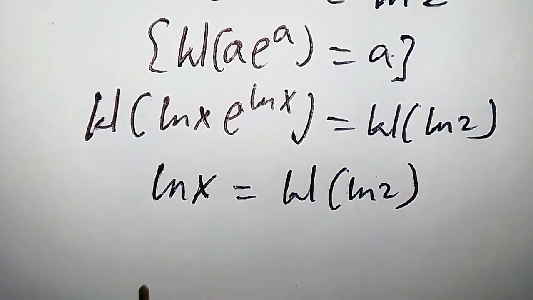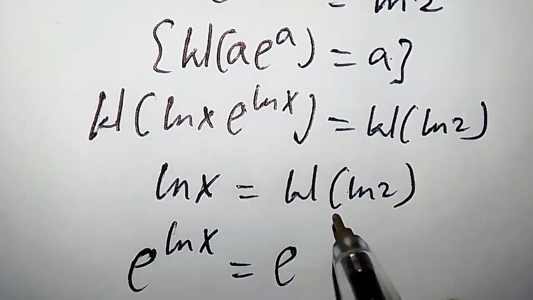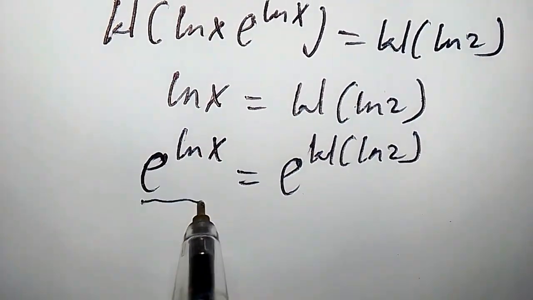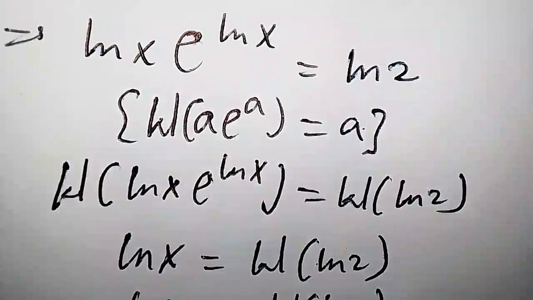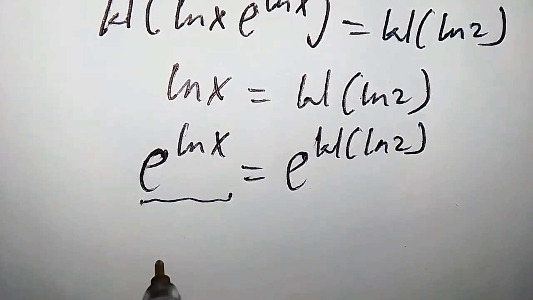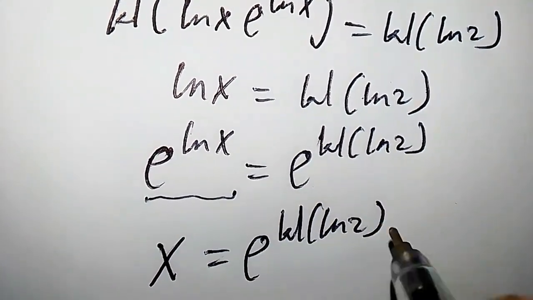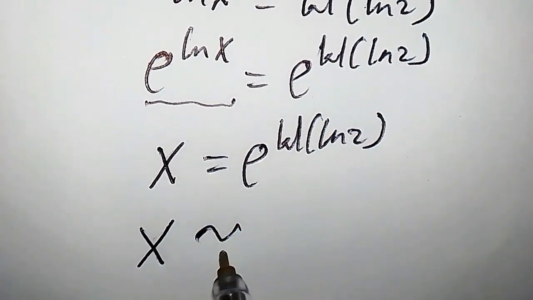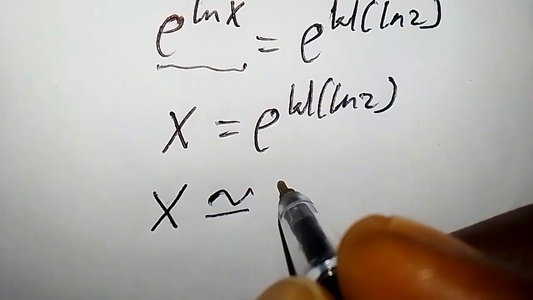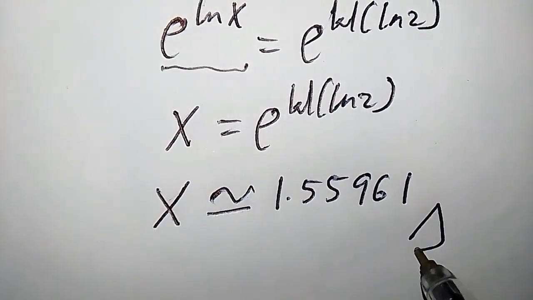Exponentiating both sides, we have e raised to power ln x equal to e raised to power W of ln 2. But what is this guy? Let me show you. That is exactly x. So we have x equal to e raised to power W of ln 2. X is approximately equal to, if you plug this guy into Wolfram Alpha, you will get 1.55961. This is the required solution.